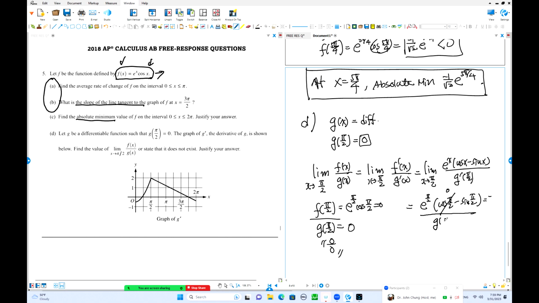Over g prime of pi over 2, that equals negative e to the pi over 2 over g prime of pi over 2. This is g prime of pi over 2 over here, and that is 2. So g prime of pi over 2 is 2. That is the limit value.